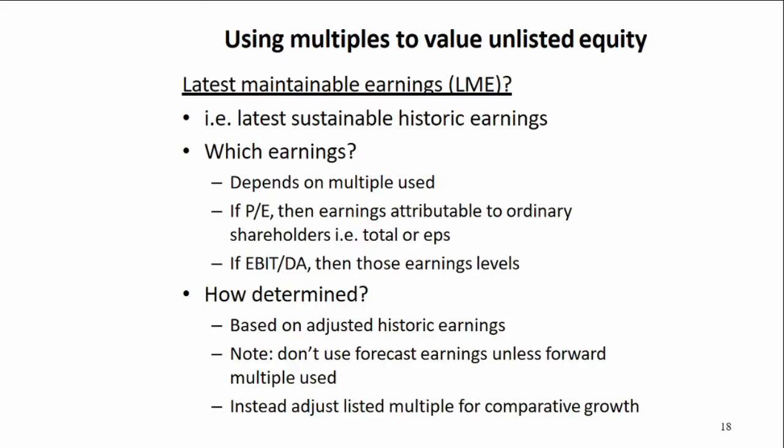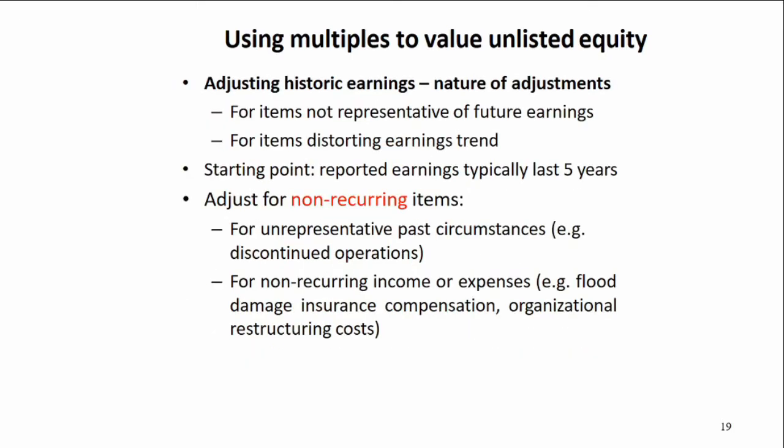Most of the multiples that are used are historic, meaning we need to use historic earnings when we are using historic multiples. And one could argue then that we are not taking future growth into account if we are using historic earnings. But remember, we are going to make an adjustment to the listed multiple for comparative growth that we expect to take place in the future. So what adjustments are we going to make to our historic earnings? We are going to adjust for items that are not representative of future earnings.